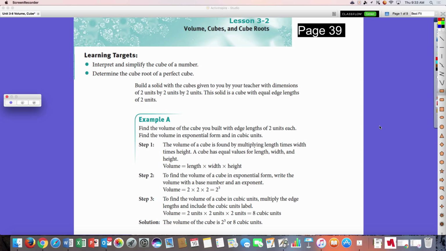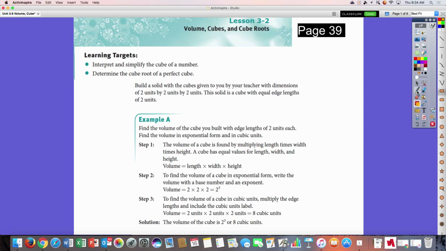Friends, today we're going to be talking about volume, cubes, and cube roots. Not the kind of volume like cranking up your music. Like pump up the volume. This is a different kind of volume. Please turn to page 39 in your 3/8 packet, and please take notes and follow along as we go through the packet together.